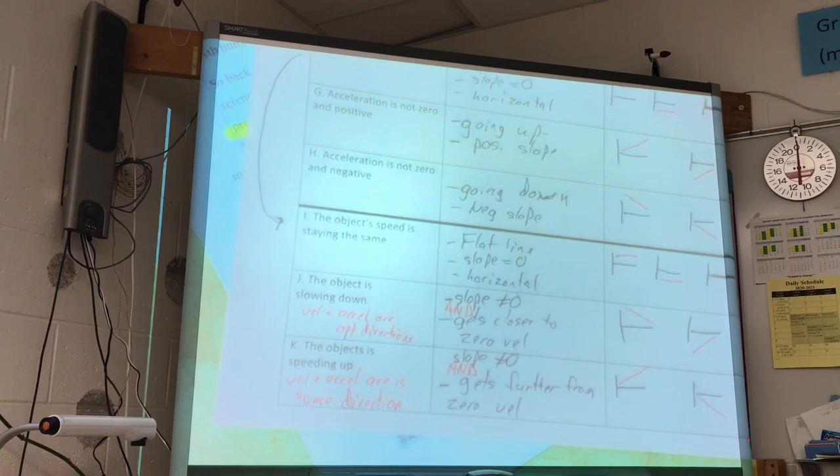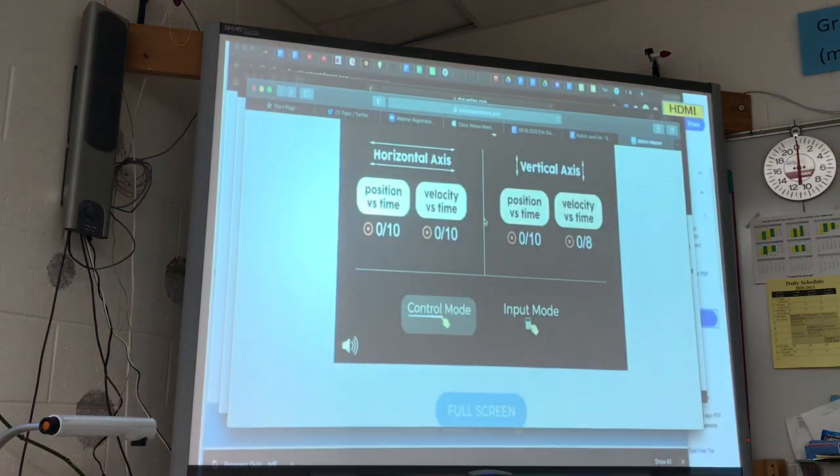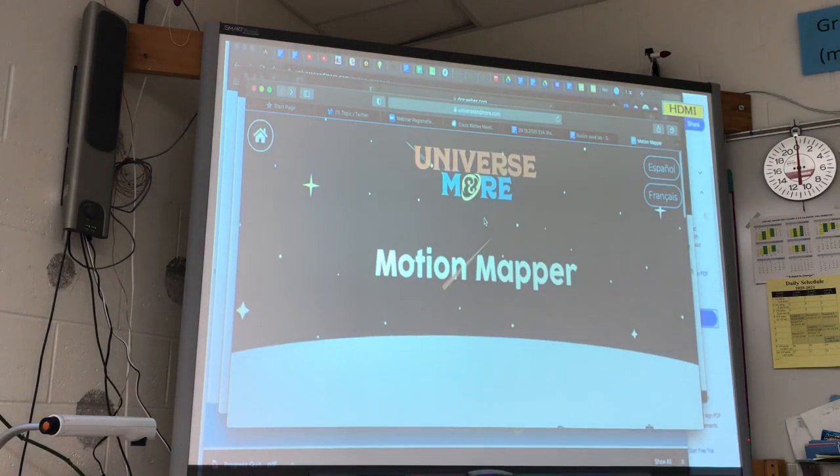The other thing, and I'm still working on the instructions here, because I'm still figuring this out. Okay, I have a game that I'm going to have you play. I like games. Don't tell the other teachers. But I found this game, and it's called Motion Mapper. So it's kind of a game. We'll call it a game.